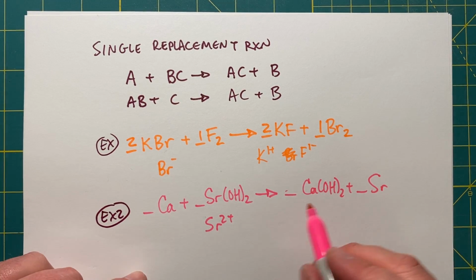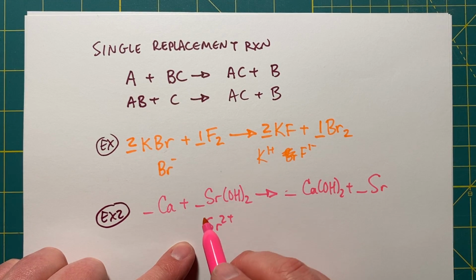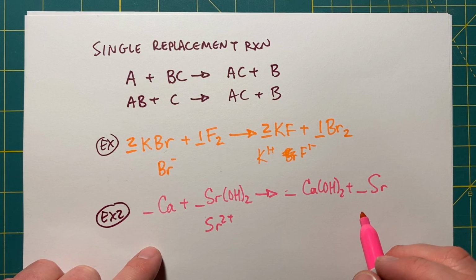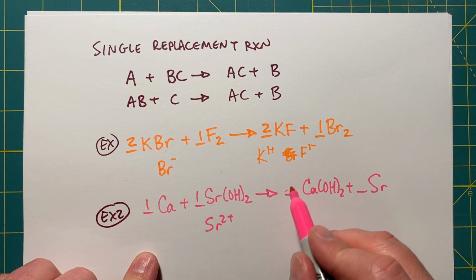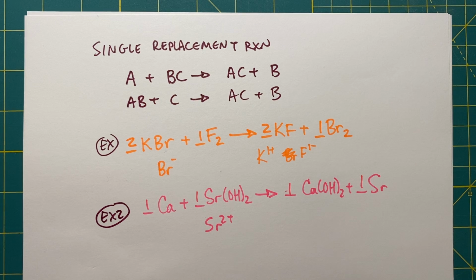So we're going to balance this. We look at it, we have two hydroxides, one each of the calcium and the strontium, so we're actually pretty good. That's it for single replacement reactions.